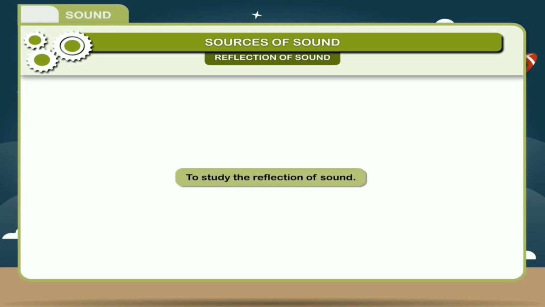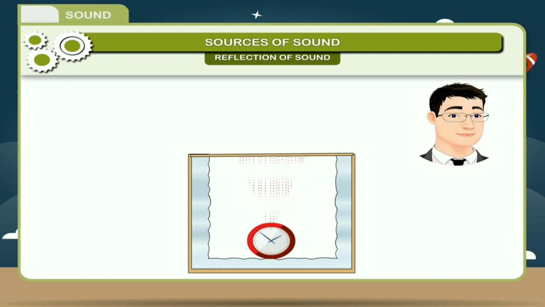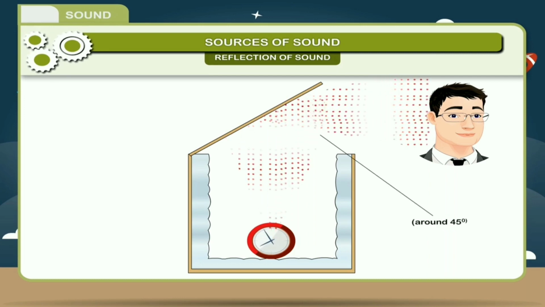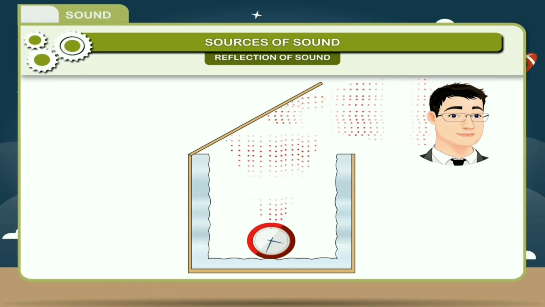To study the reflection of sound, take a glass container with a wooden lid and put a clock inside it. You can hear the sound of the clock. Now, gradually open the lid of the container. When the lid is at a certain angle, around 45 degrees, the sound heard by the observer is more. This happens because the sound waves from the clock change direction, getting reflected on striking the wooden lid at this angle, and your ear being along the same line of reflection, the sound can be heard more distinctly. This is called reflection of sound.